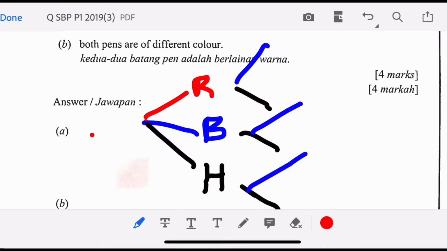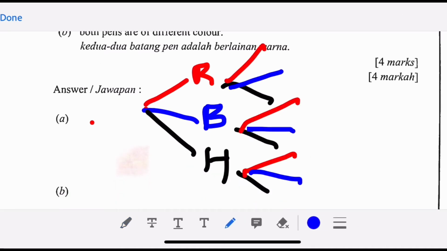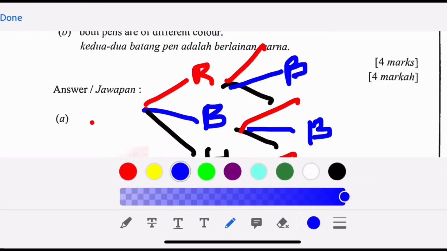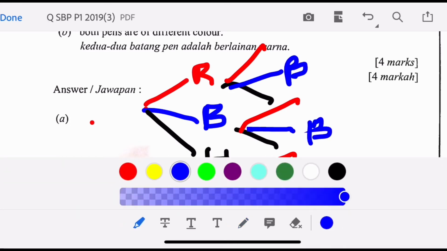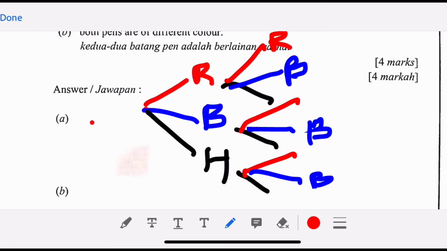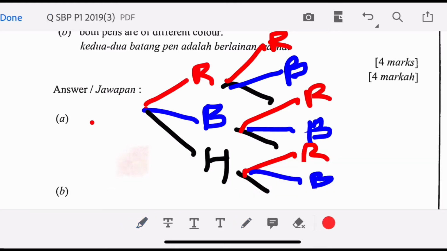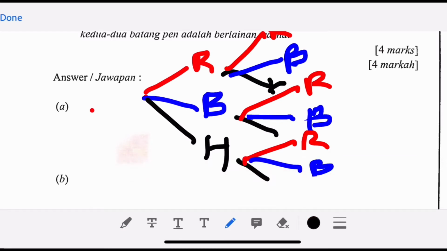Alright, okay, after you draw, you need to write the number of the pen that you want to choose on the branches. So okay, now I show you the blue color. Later I will show you the red color. Okay, so we draw all the branches already. So now we label. Blue we label as B, and then red we use R, and then black we use H. Now we want to label all the number of pens on the branches. So it's very important you label so that you can do calculation without mistake. So for red we have how many, for blue we have how many, and for black we have how many. So look at the question, then you just write on the branches.